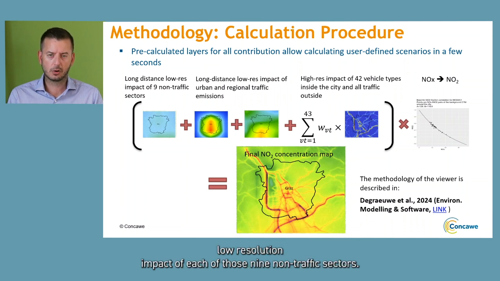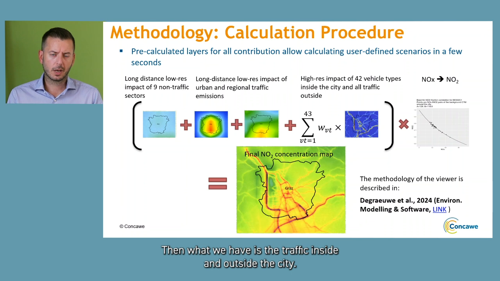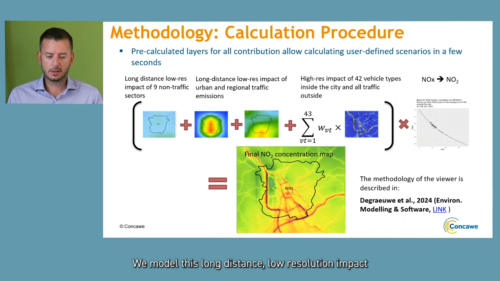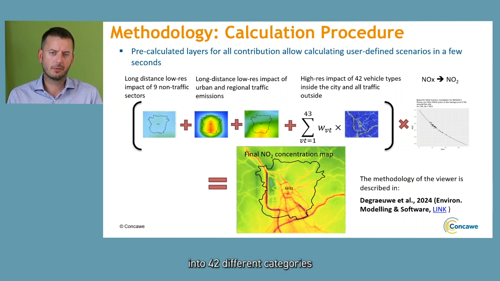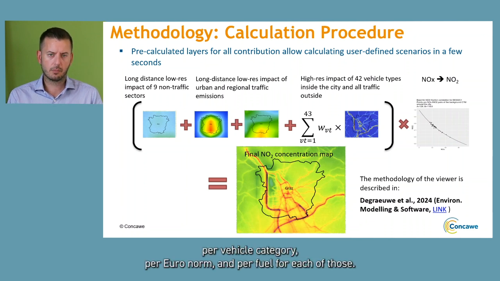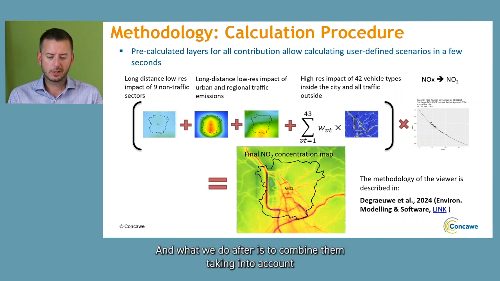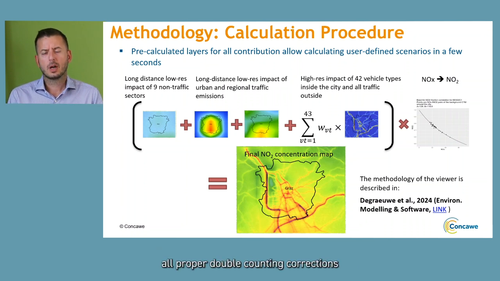of those 9 non-traffic sectors. Then we have the traffic inside and outside the city. We model this long distance low resolution impact of the urban and regional traffic emissions. And then regarding the high resolution impact, this is split into 42 different categories per vehicle category, per Euro norm, and per fuel for each of those. And what we do after is to combine them, taking into account all proper double counting corrections.